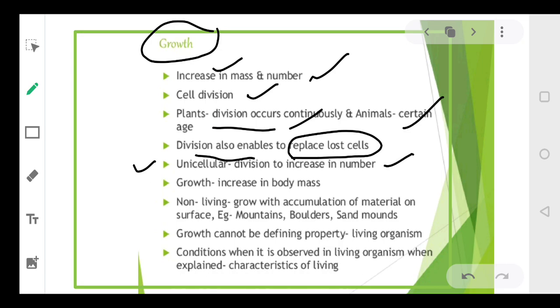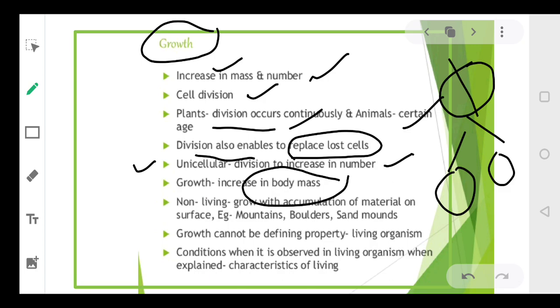When there is a unicellular organism, when a single cell divides, it will result in increase in number. Suppose we have a single cell and this cell divides. So we will have now 2 cells. So if one cell is dividing, that will result in increase in number of cells. Second is growth. Growth basically means increase in the body mass. If you look at the plant, if you look at yourself, if there is increase in body mass, we call it growth.